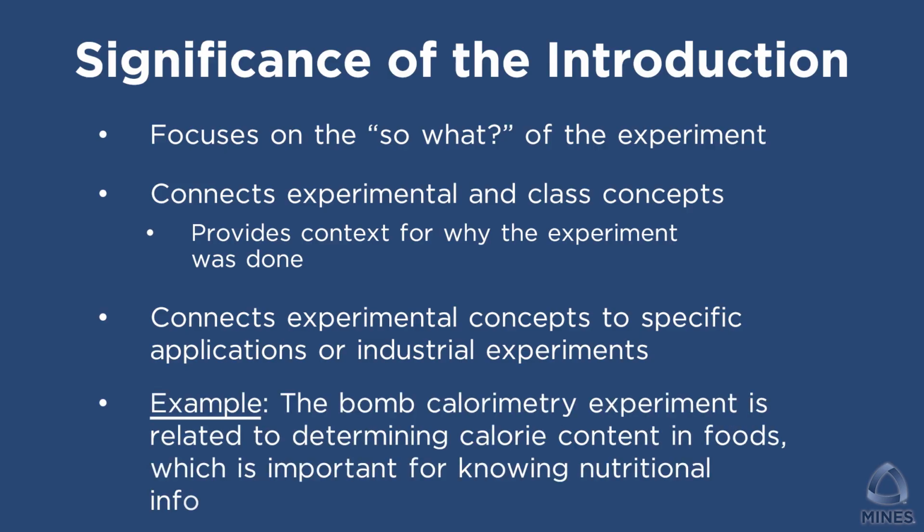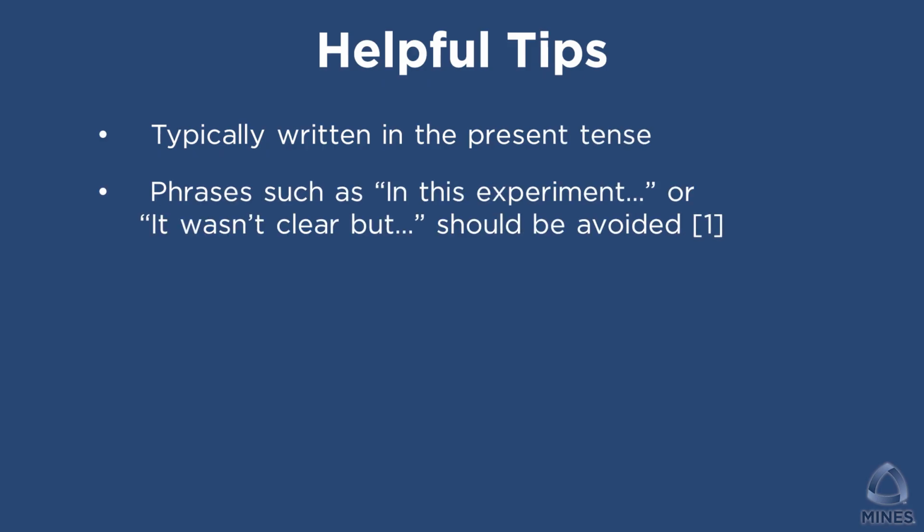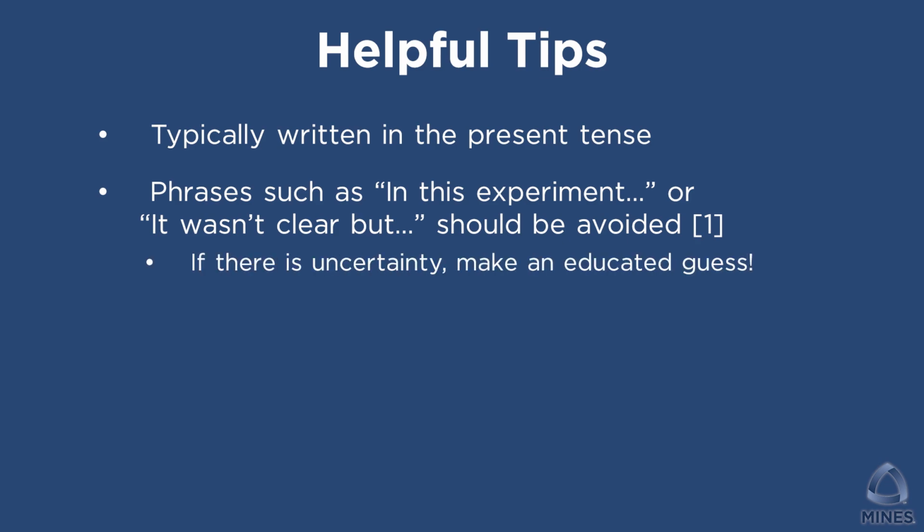For example, the bomb calorimetry experiment in chemistry is related to determining calorie content in foods, which is important for knowing nutritional information. Each example should include a citation. In terms of formatting, introductions are typically written in the present tense, and phrases such as "in this experiment" or "it wasn't clear but" should be avoided. If there is uncertainty, make an educated guess.